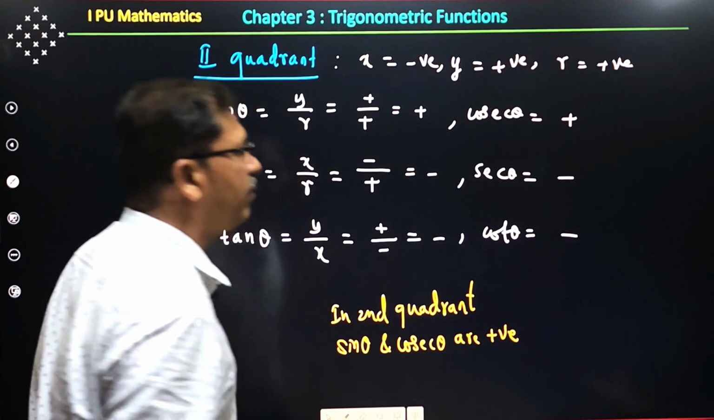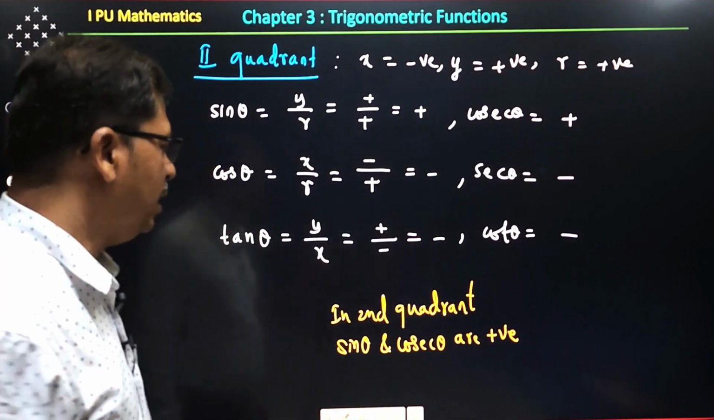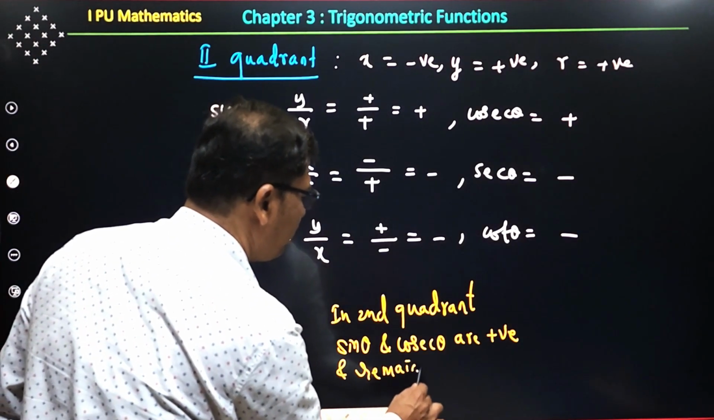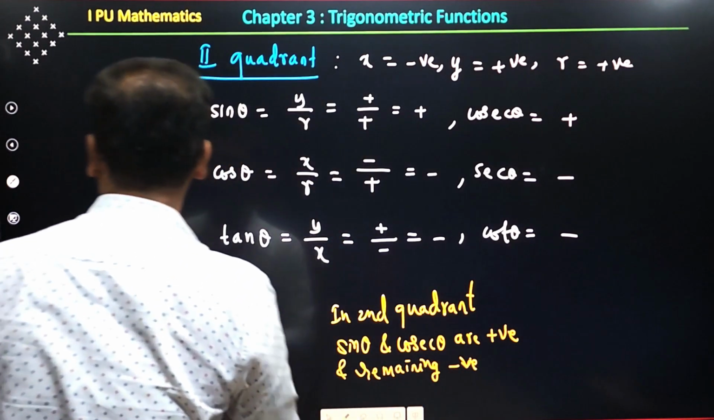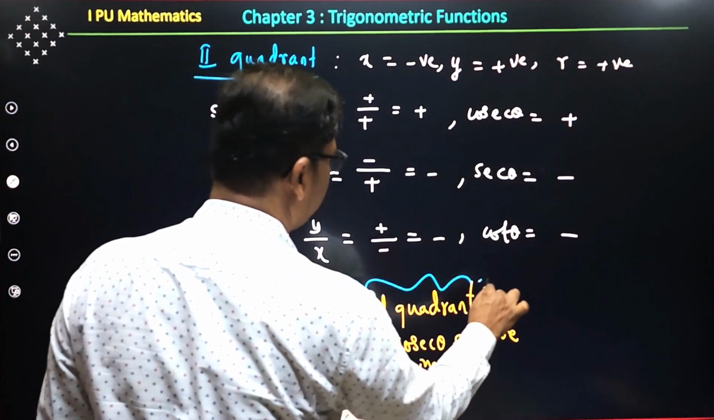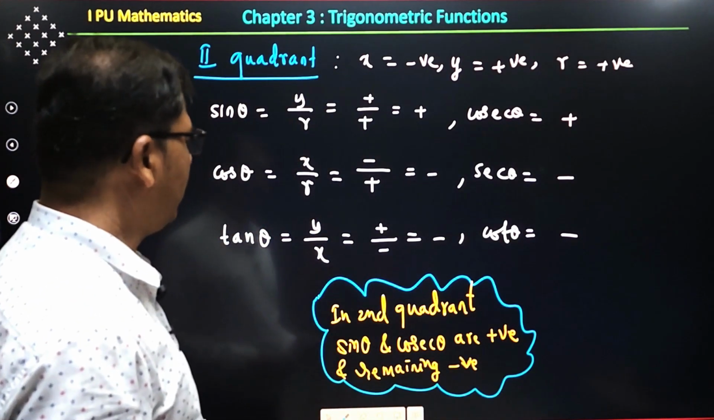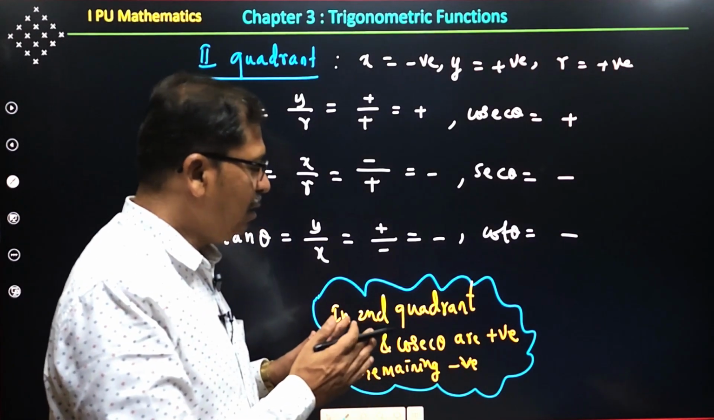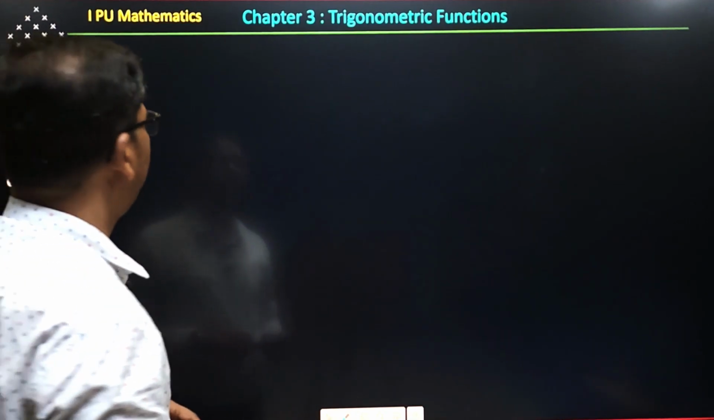What about the remaining? Cos theta, tan theta, sec theta, cot theta. Remaining four ratios are negative. I would like to write simply: remaining negative. So this is the conclusion, this is what you need to remember firmly. In the second quadrant, sin theta and cosec theta are positive, remaining are negative. So this is the idea regarding the second quadrant.